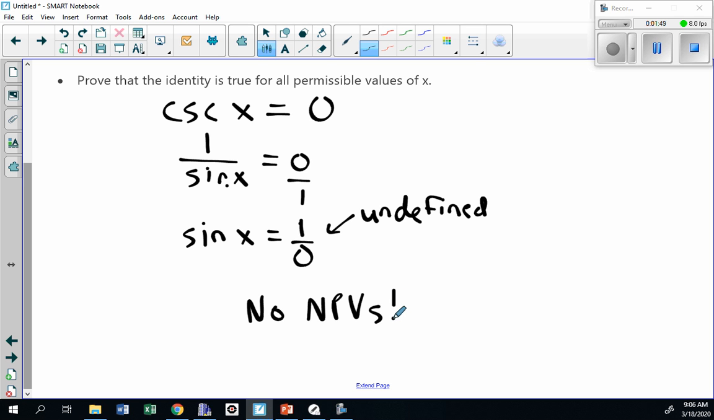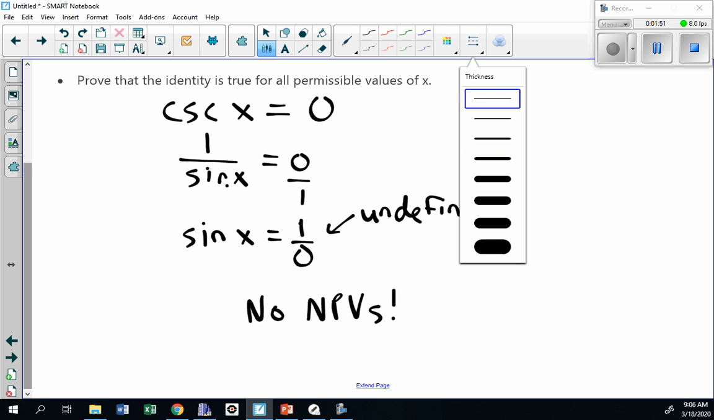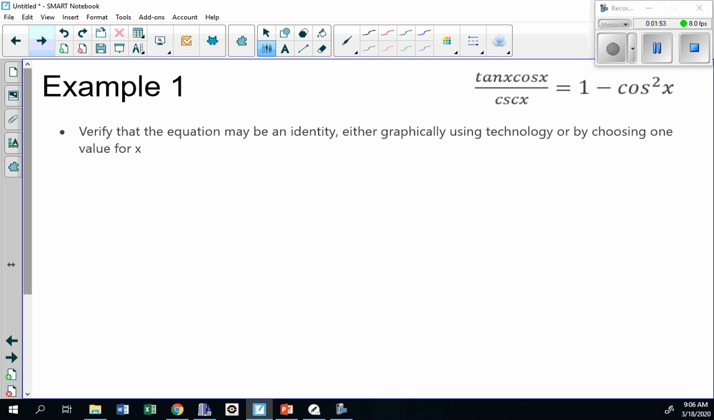Perfect. Part 1 complete. Okay, moving on to the next one. Verify that the equation may be an identity. So graphically, you could do this yourself. You can put y1 is equal to the left-hand side, and then y2 is equal to the right-hand side. And if the graphs match, then yes, it's possibly an identity.